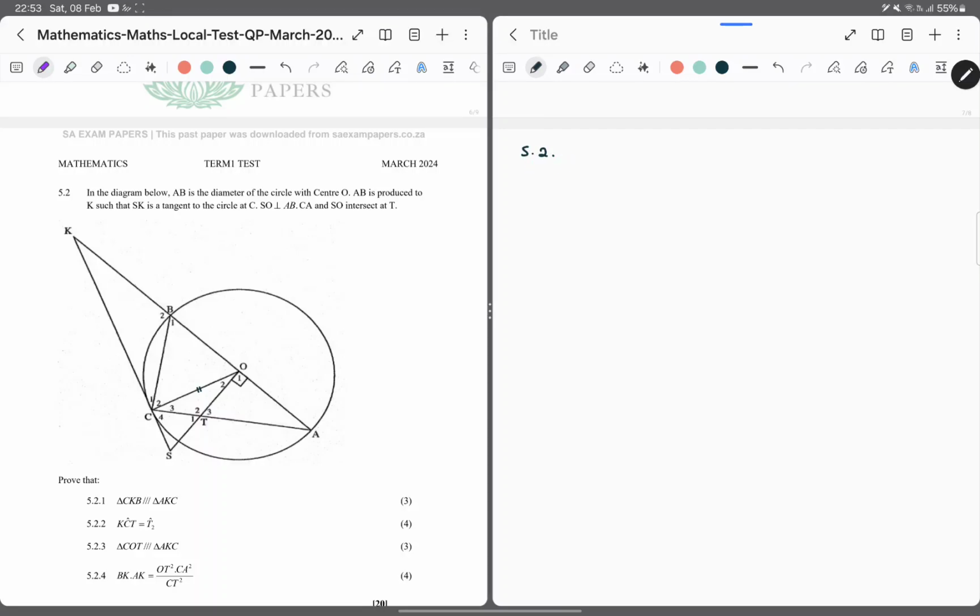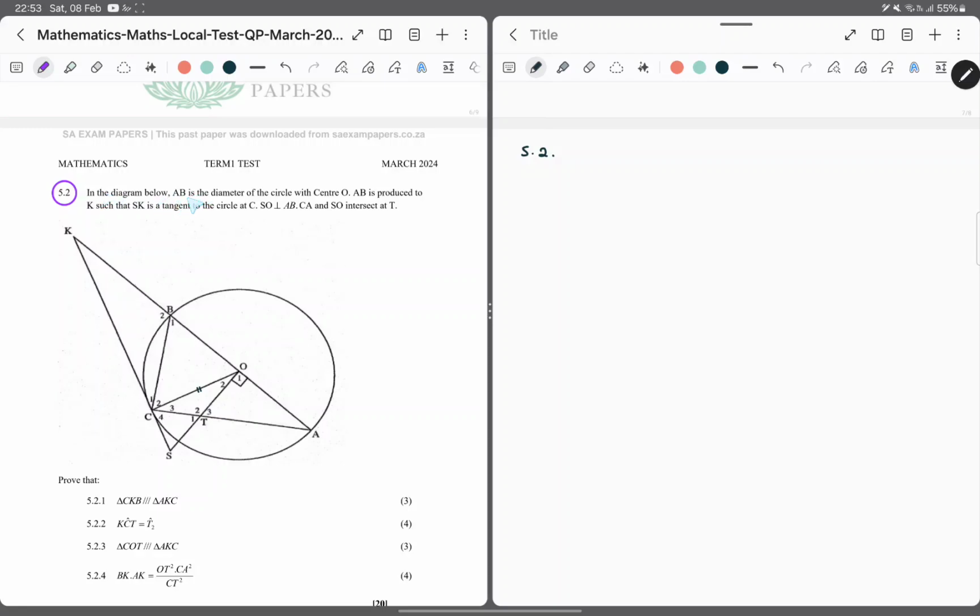So 5.2. Now, usually this is the tough part. A lot of difficult questions can come, but usually it's one or two. It's never too many questions. There are some easy questions, but this is where the challenges come.